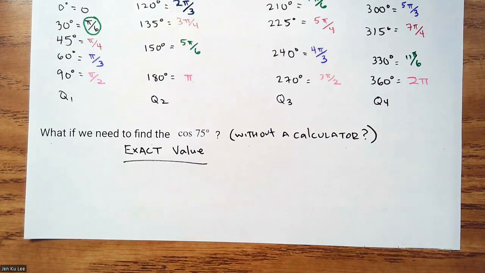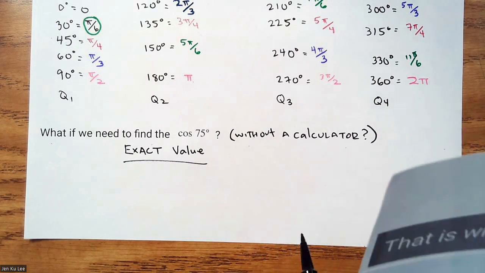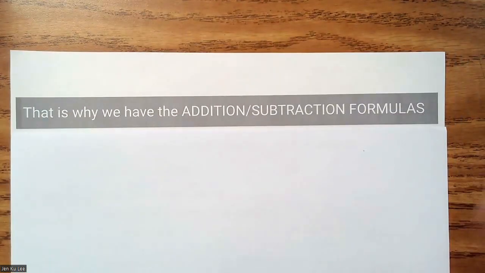So we have these formulas, the addition and subtraction formulas, to help us figure out the exact value. And then we're going to derive them. That's why we have these formulas to help us figure that out. What is the cosine of 75 degrees?